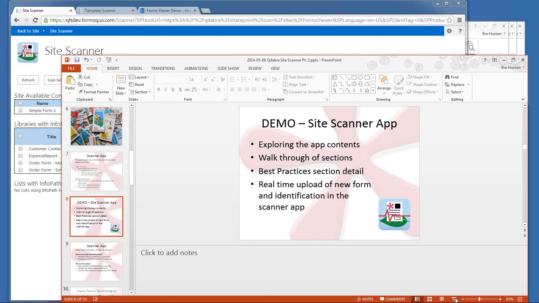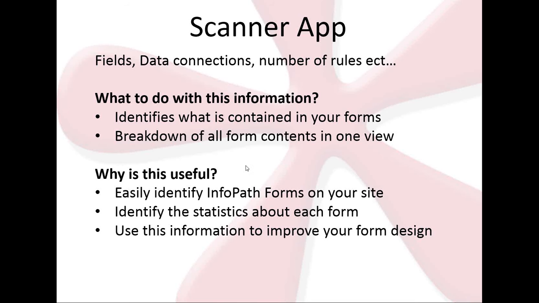So back to my slides here. Okay, so the scanner app. So this first part, it's identifying things like fields, data connections, number of rules, some very useful information. And again, there's way more information than you probably would want to use, but it's there if you want to use it. And what should you do with this information? It identifies the contents of your form, and it really breaks down all of these contents into really organized sections that are easy to kind of browse through.